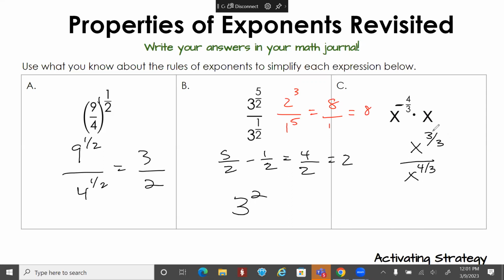Right. Now, our denominators are the same. So we're going to subtract the exponents, the tops. So what's 3 minus 4? Negative 1 over 3. This could also be rewritten as 1 over x to the 1/3.